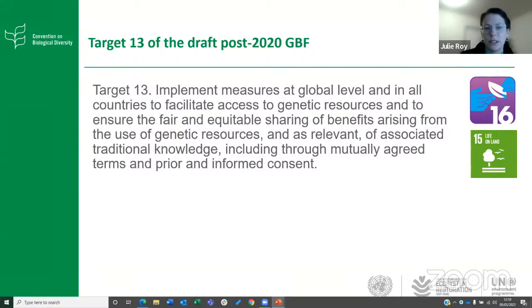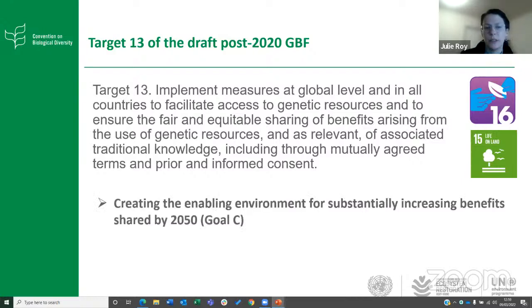So the wording of this target is much more closely aligned with the previous indicators that we had under Aichi Target 16 and SDG Target 15.6. Next, please. And we can really see this as, so you're implementing measures and you're creating that enabling environment for the achievement of Goal C, which is substantially increasing benefits by 2050. Next slide, please.